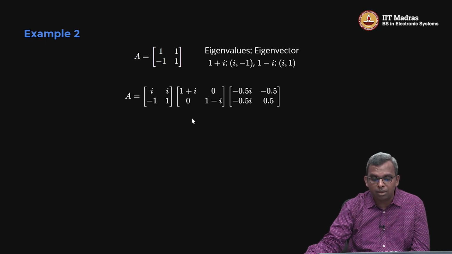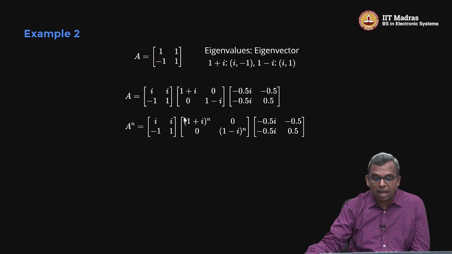For the inverse of this matrix, again you can use the same sort of formula and you will get the inverse. So, this is the inverse. If you do not believe me, you can multiply and check this. This is the inverse. So if you compute A power n, what will happen?